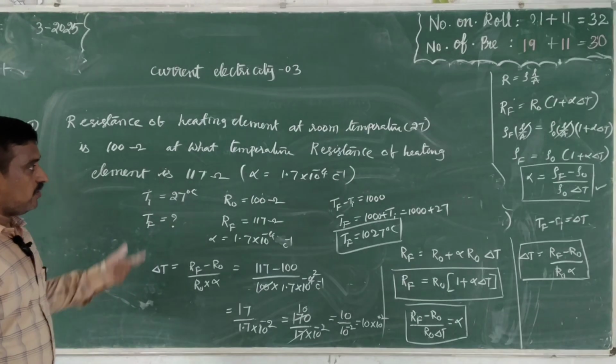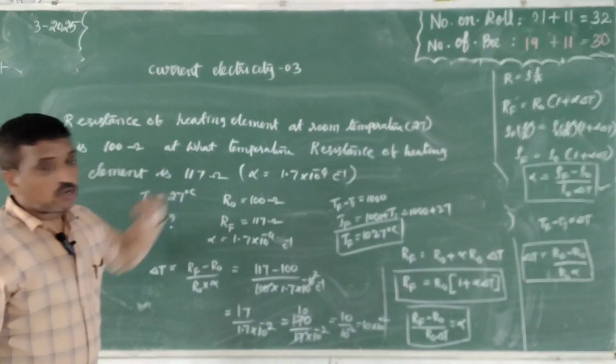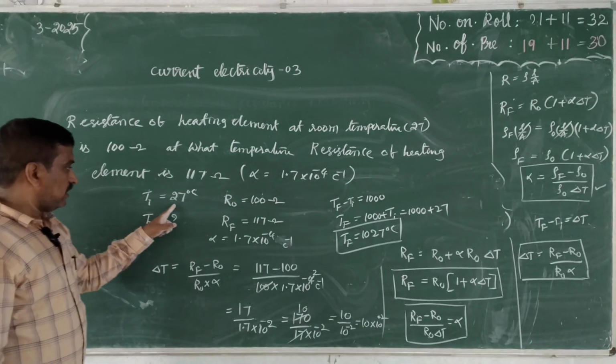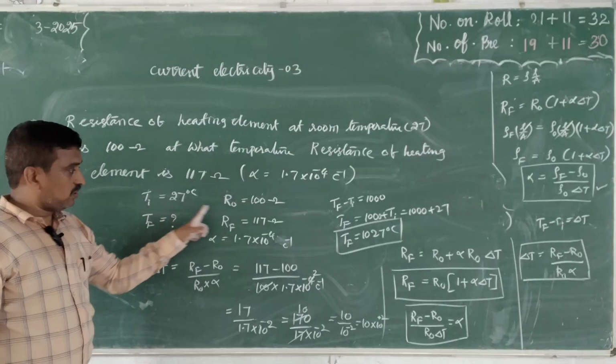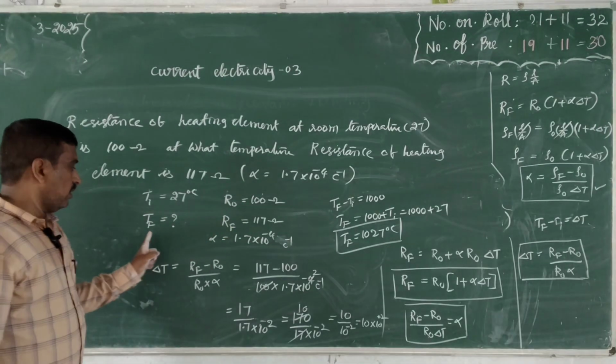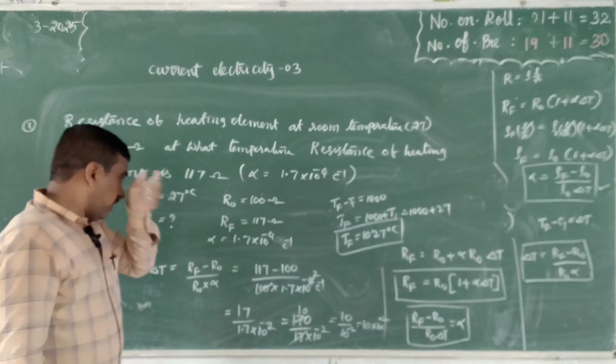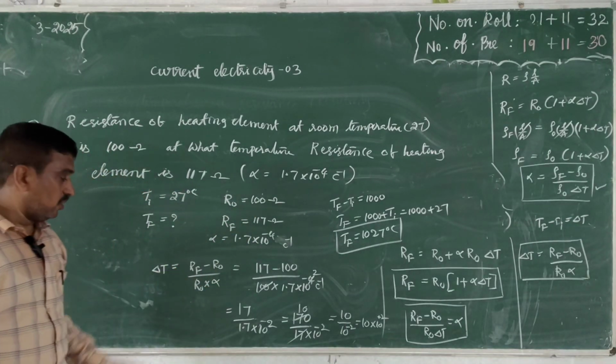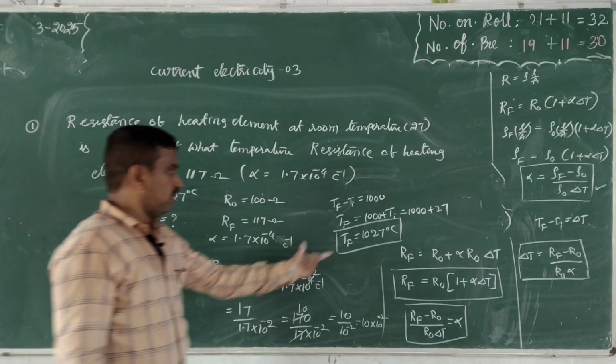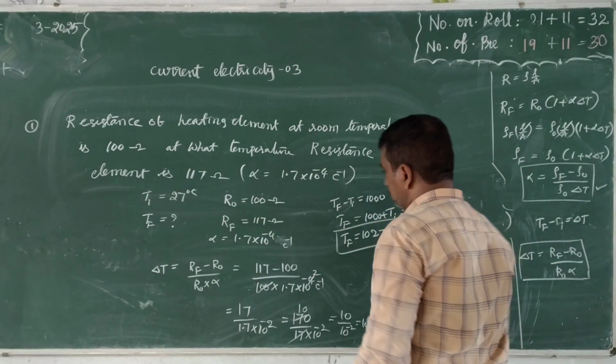Then we can find out at what temperature, that we can write. What is the initial temperature they give? Room temperature means 27, initial resistance 100, final temperature we want to find. Final resistance they give 117, alpha value they give, just substitution. Yes, we get the temperature as 1027.